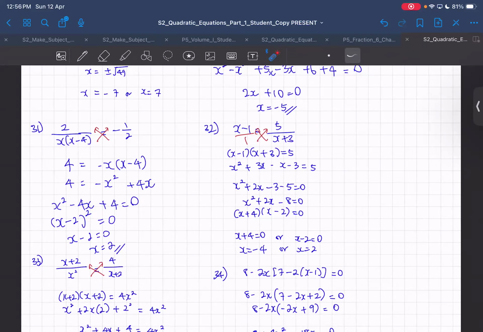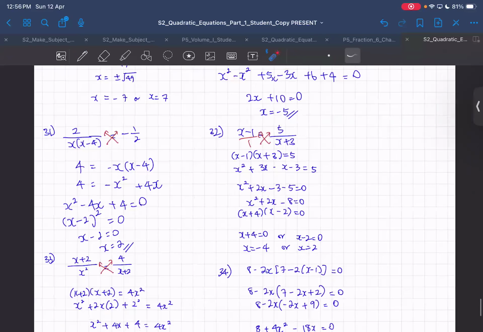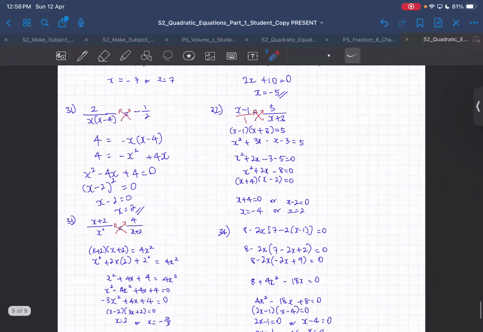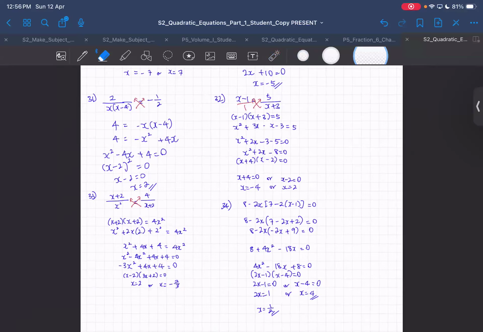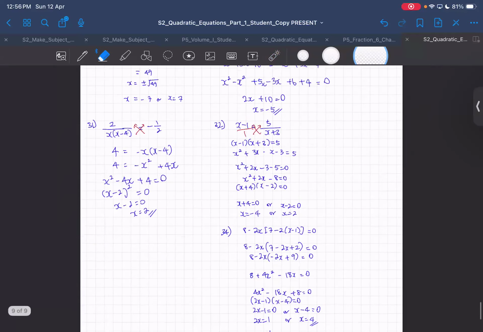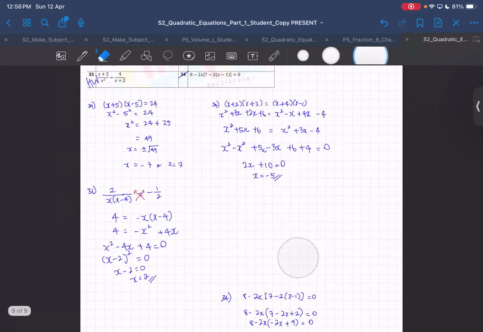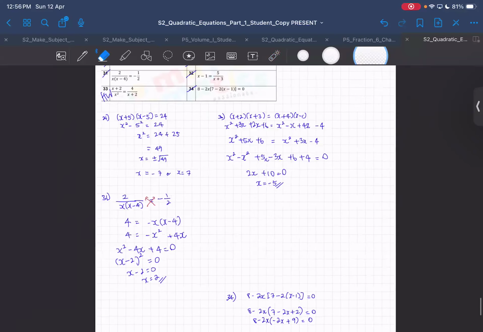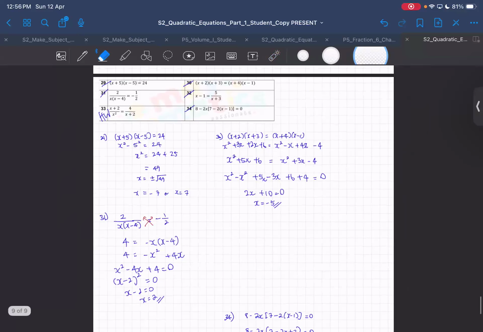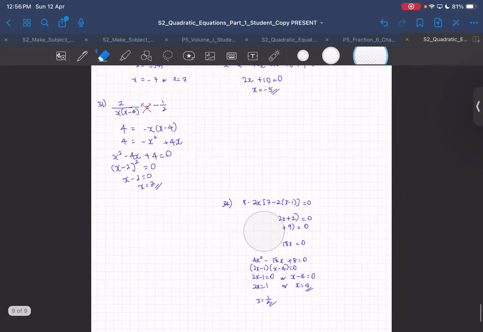Okay, then 32 is also the same, 33 the same. 34! Oh my god, we made it! Wow. Okay, 32 is the same. So, wait, what did I go through? Okay, okay, okay. 34, 34. Last one, last one.